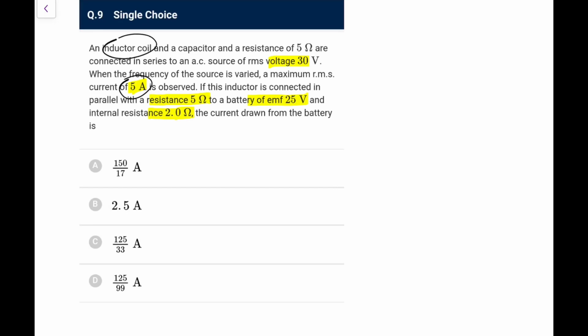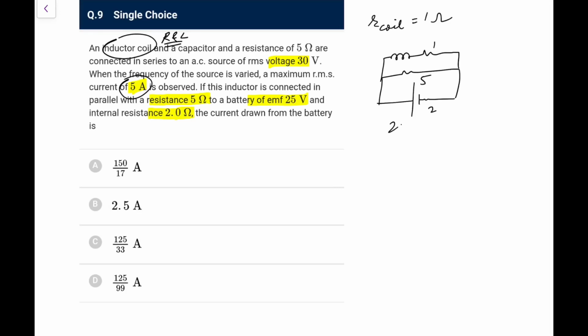That means this inductor coil is a combo of R and L. So the coil also has resistance, and we can say 30 by 5 is 6. That means the resistance of the coil is 1 ohm. So now when this coil is connected in parallel with a resistance 5 ohm with a battery 25, internal resistance 2, this is 5 and this is a coil, inductor plus resistor, 5 and 1, this is 2, this is 25. Now for the current drawn in the steady state, we will have this in parallel, the inductor won't do anything, it will behave as a wire. So 5 and 1 in parallel, that is 5 by 6.